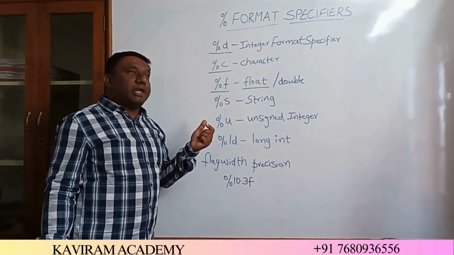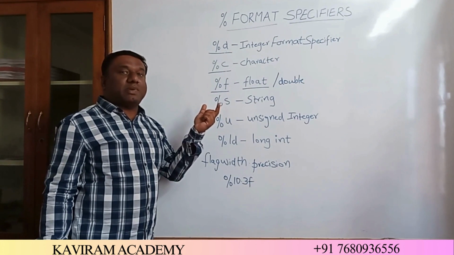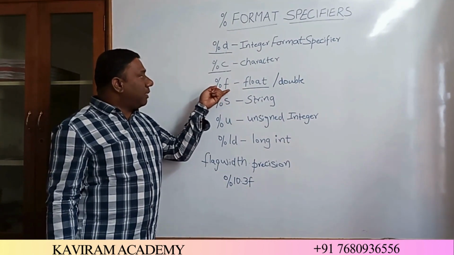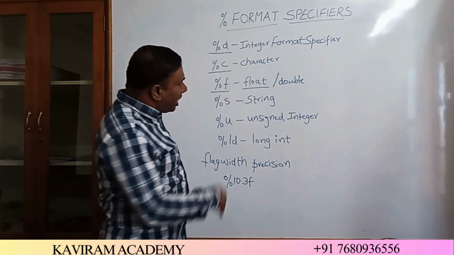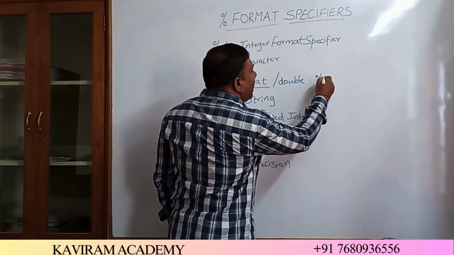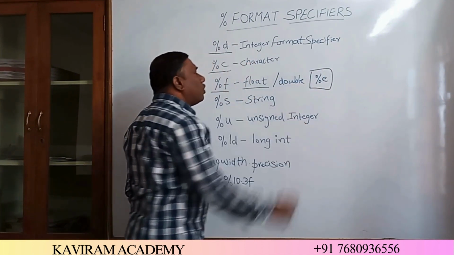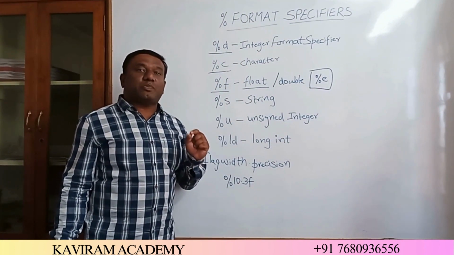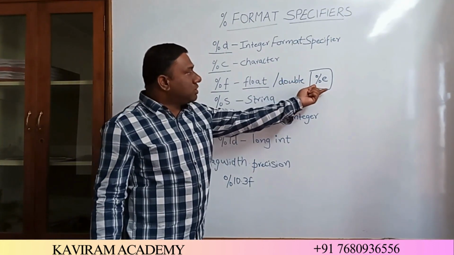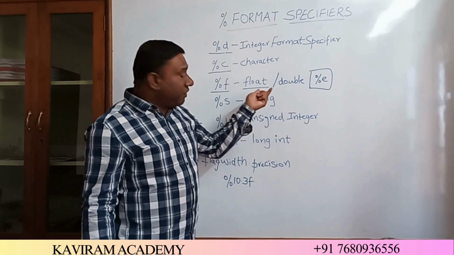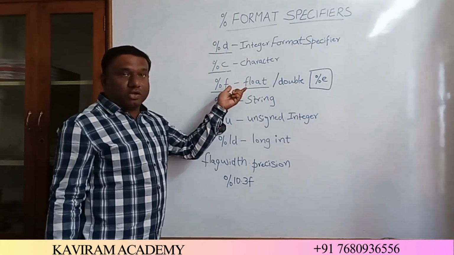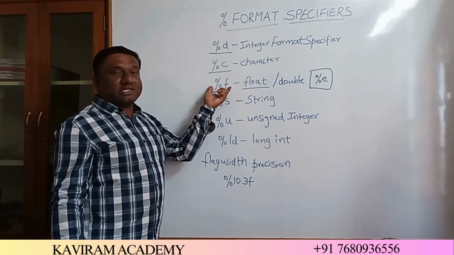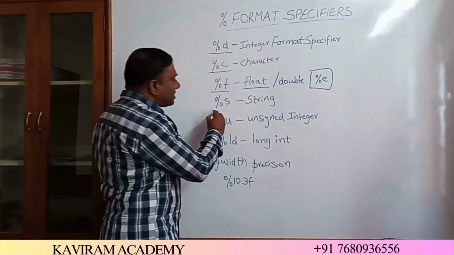Whenever you are displaying a float or double value which has decimal values, then we use this percentage f. There is one more in ANSI, that is percentage e. This percentage e is also used for float and double, but when the float or double value has exponential values, then we use percentage e. But if it is normal decimal values, then we use percentage f in our C programming.